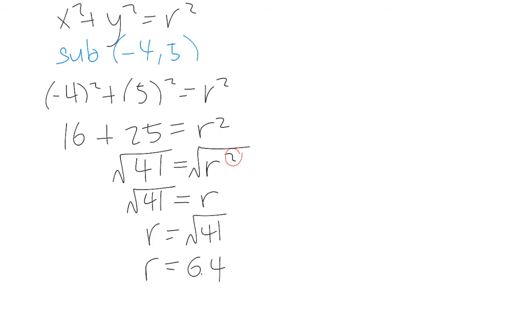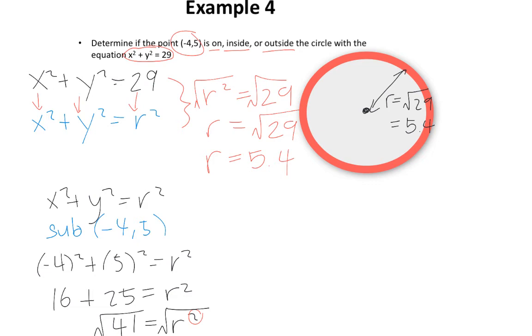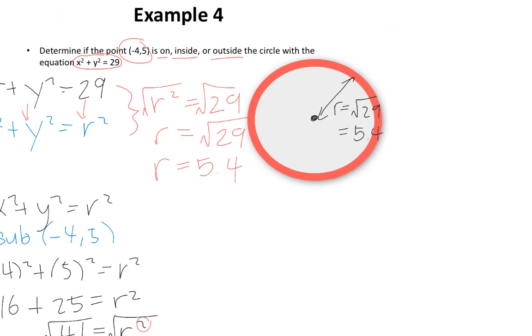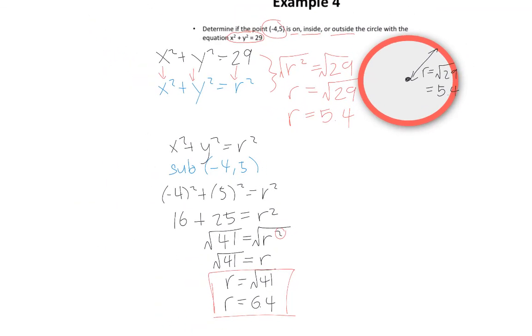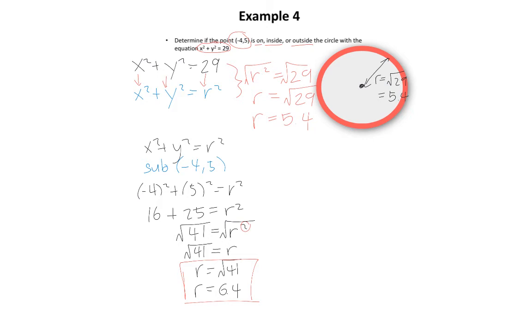Let's compare these numbers. We figured out basically the distance between this point and the origin, and we also know the radius of this circle, which is the square root of 29, in other words, 5.4. You'll notice that 6.4 is greater than 5.4. Therefore, this point is located outside the circle.